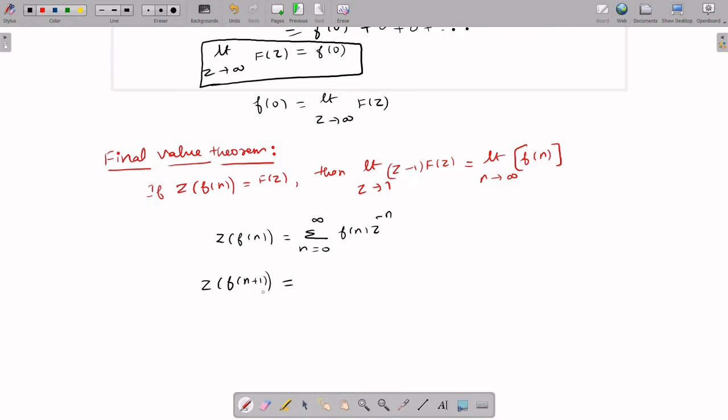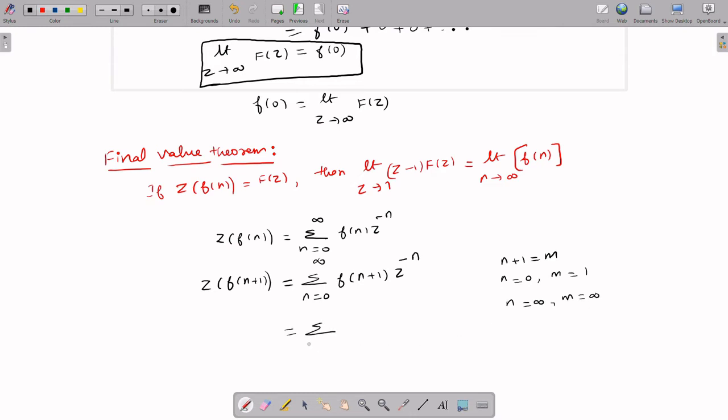You have to take the Z transform of this function, which is equal to summation n equals 0 to infinity f of n plus 1 into Z power minus n. This term can be written by substituting n plus 1 equals m. When n is equal to 0, m is equal to 1, since 0 plus 1 is 1. When n is equal to infinity, m is equal to infinity.